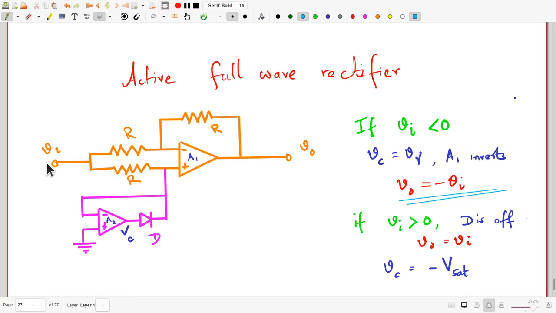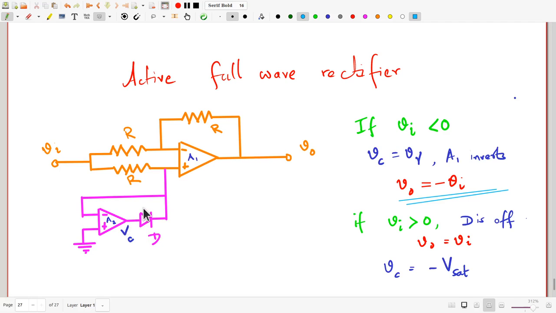Okay, what happens if Vi is positive? If Vi is positive, what you have done is you have applied a positive voltage to this inverting terminal here, driving the output to negative values, and of course a negative value would mean the diode is now reverse biased, cutting off the feedback path, so this op-amp will be driven to -Vsat.